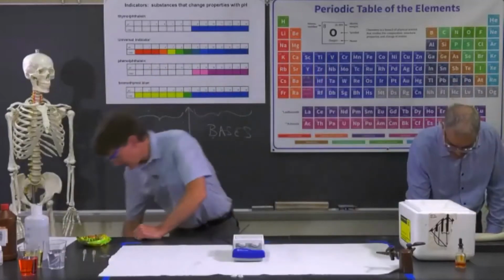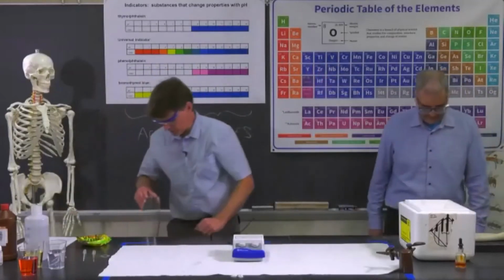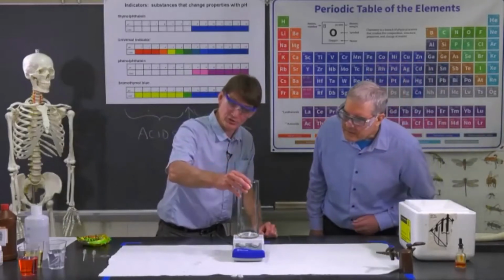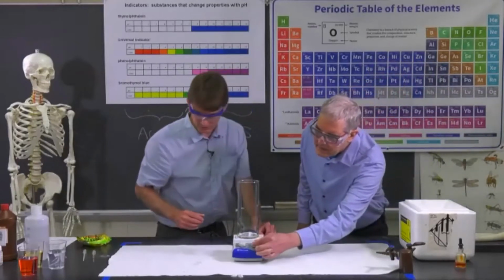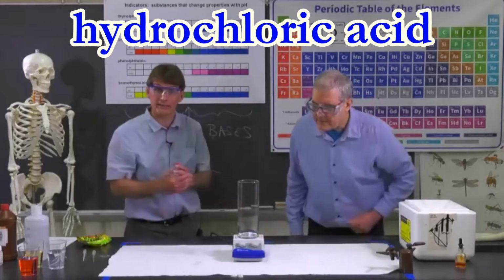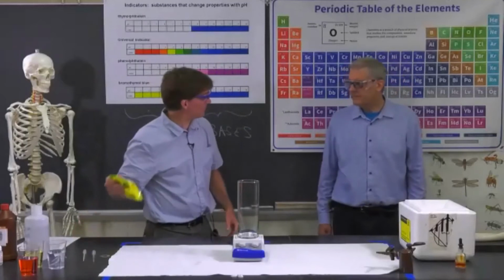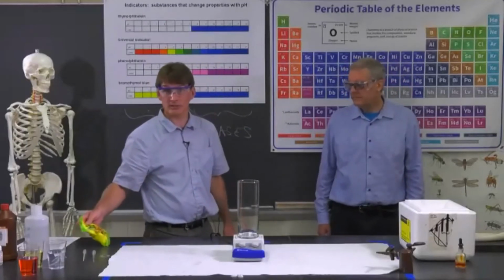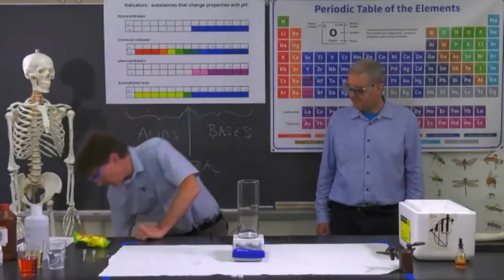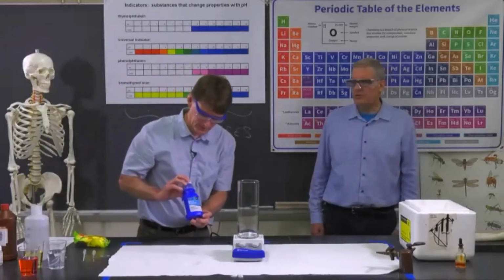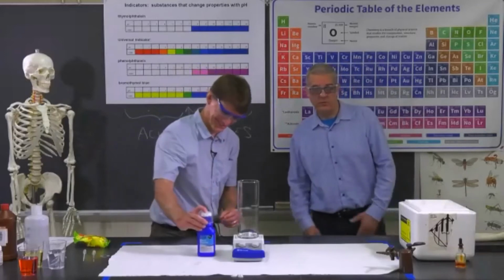All right. We are going to talk about stomach acid. You have an acid in your stomach, and that acid is called hydrochloric acid. And sometimes you get too much acid in your stomach, like if you eat too many of these, and that gives you an upset stomach. And so what you do is you take an antacid, which is a base.